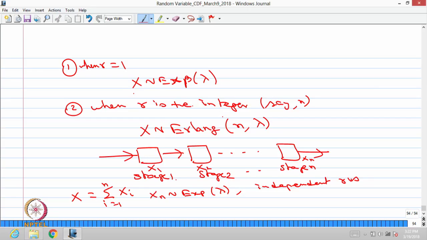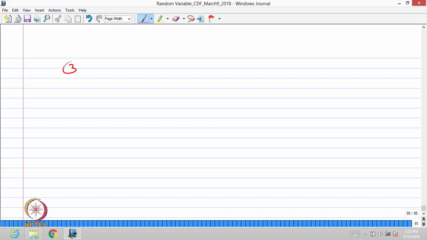of all the stages of time, then it is going to be considered as the Erlang distribution with the parameters n comma lambda, or we can call it a gamma distribution with the parameters n comma lambda also. Both are one and the same. We can go for finding the mean and variance.